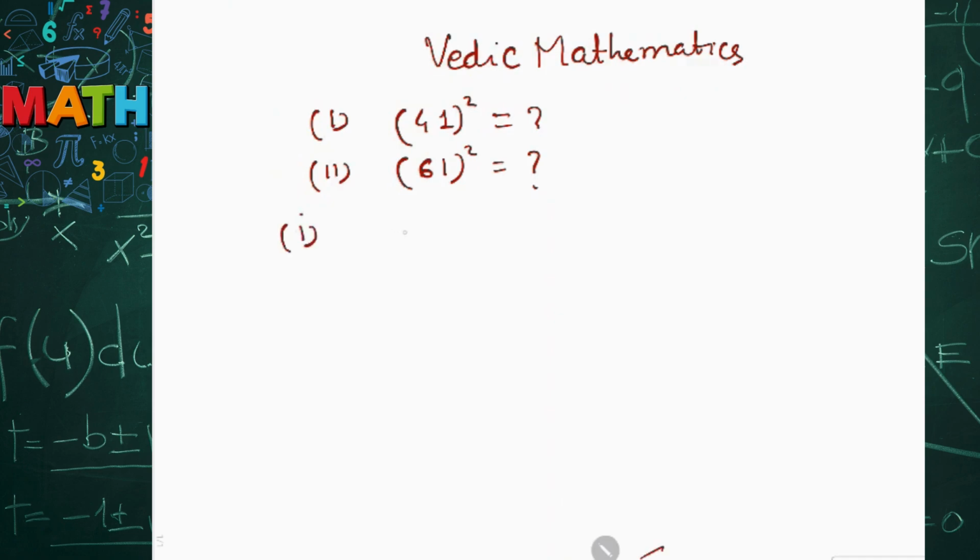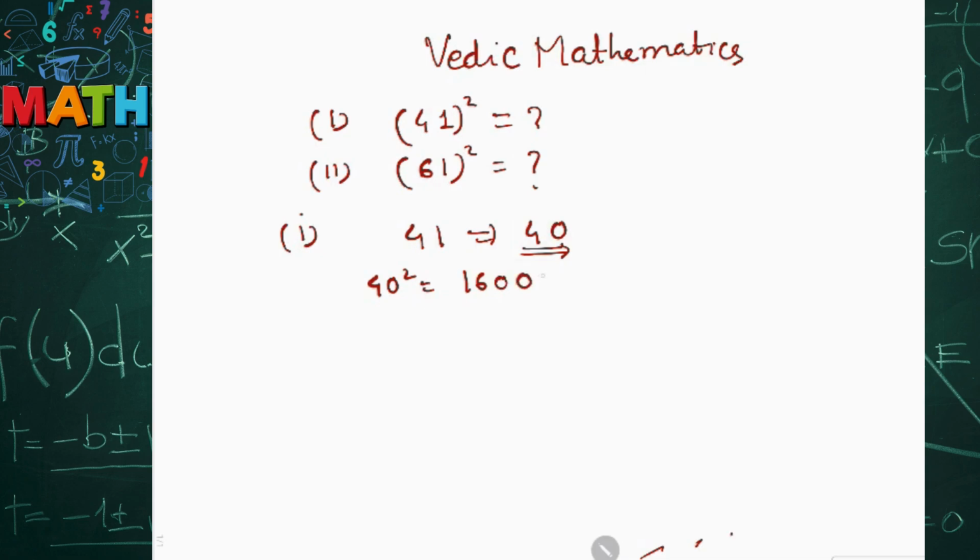First, what we have to do is, 41 is close to 40. So this 40 becomes a base number, and we will square 40 first. So 40 square is equal to 1600.